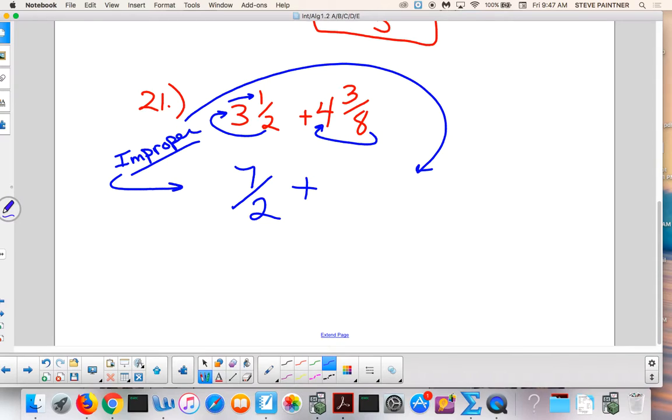8 times 4? 32, 32 plus 3? 35, 35 over what? 8. So that was the first step. And then the next step is common denominator. What do they both go into?